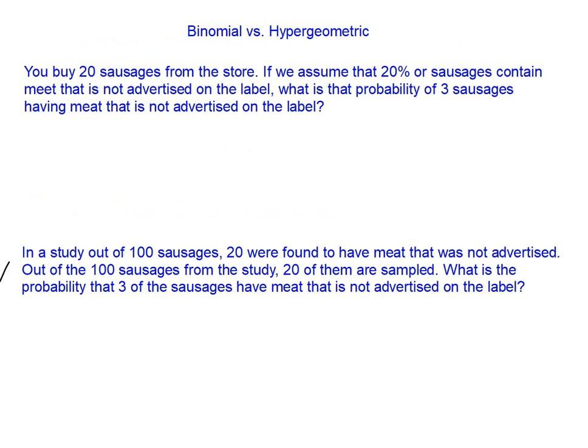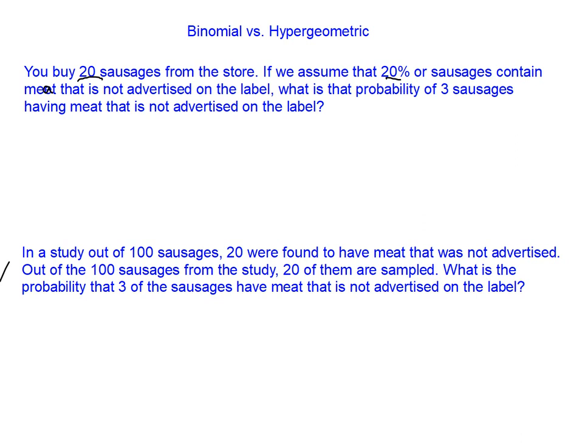We assume that 20% of them contain meat that is not advertised on the label. The question is, what is the probability of 3 sausages having meat that is not advertised? I'll let you think about this question for a second and try to digest what it's saying.